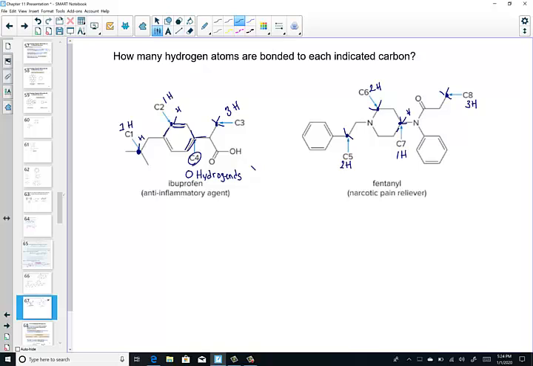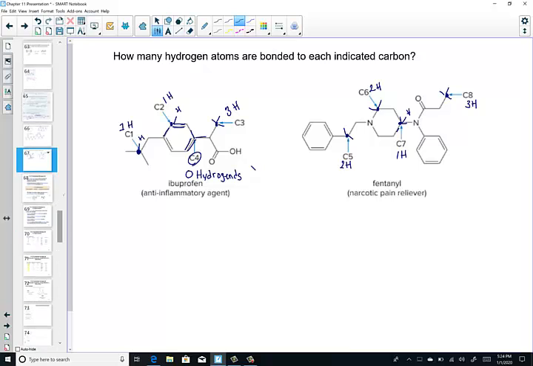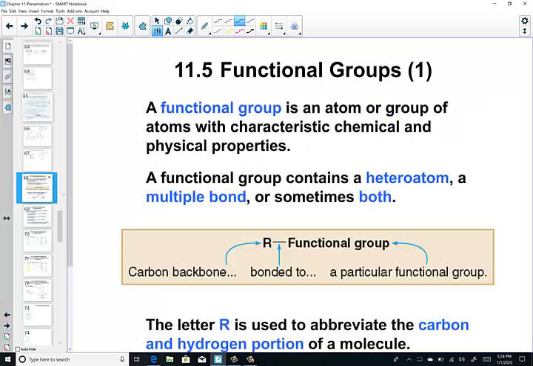So good work with practicing skeletal structures and condensed structures. I'd also like to talk next about functional groups in our lesson together. Section 5 carries on with the heart of our chapters really. In the preceding lessons, we take one functional group and study it one at a time. A functional group is an atom or a group of atoms with characteristic chemical and physical properties. A functional group contains a heteroatom, something other than carbon or hydrogen, a multiple bond, meaning double or triple, or sometimes it will have both involved.